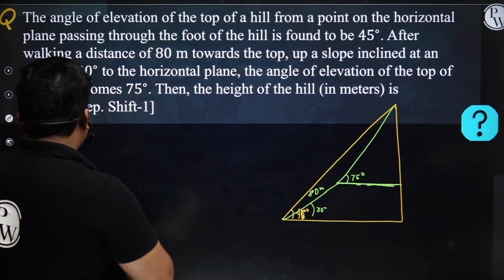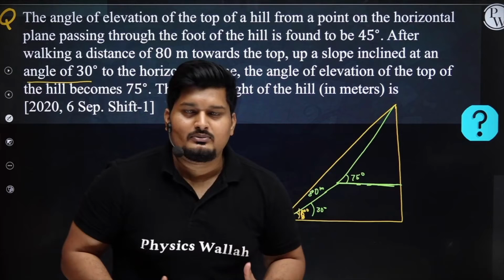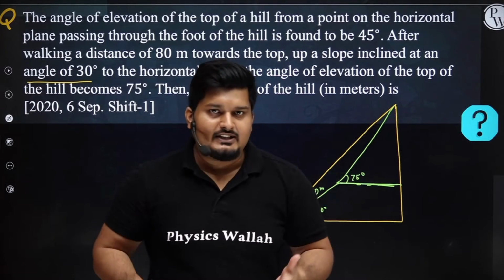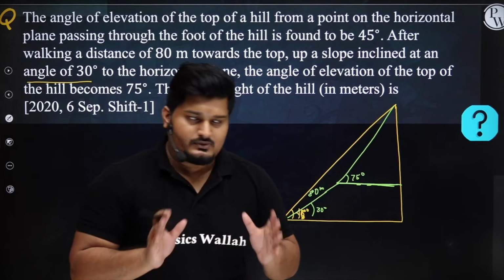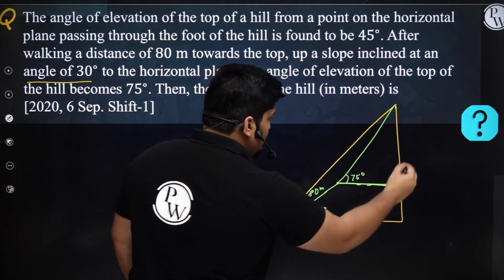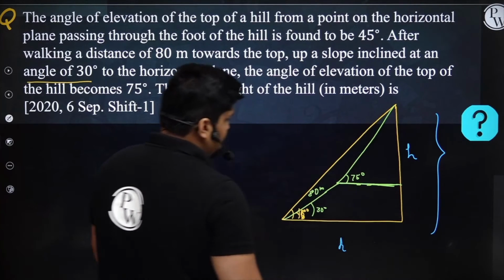Height of the hill is equal to... Excellent question. This is something different. Out of all the problems that we have done, this is slightly different. We can consider it the second variety in all the types that we have done. See, this is 75 degree, 30 degree, 45 degree. So this is height h. Let's say this overall height will be h.